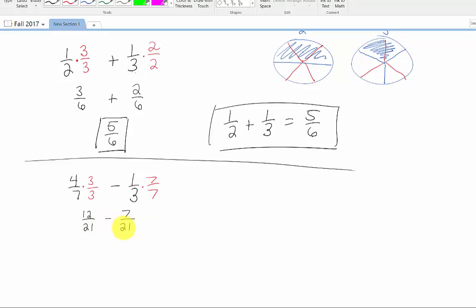Now that we have a common denominator, we are allowed to combine these two fractions into one just by subtracting. 12 minus 7 is 5, and we keep the denominator exactly as it is. We just learned that 4/7 minus 1/3 is equal to 5/21.